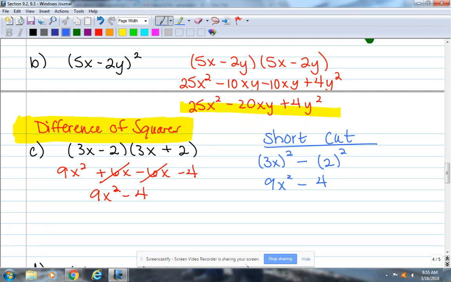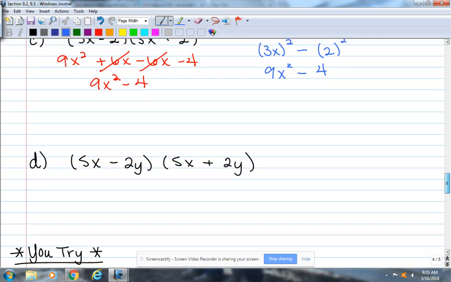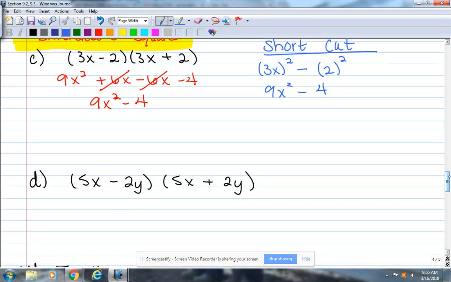The signs are opposite. That's exactly right. So, try this one. Do you want to do it together one more time because it has different variables? No, we got this. Okay, shortcut it or long way, I don't care.